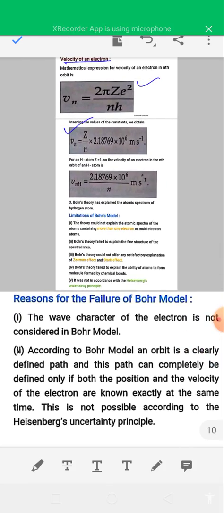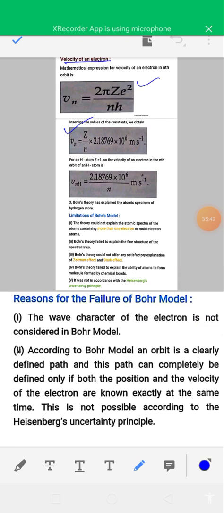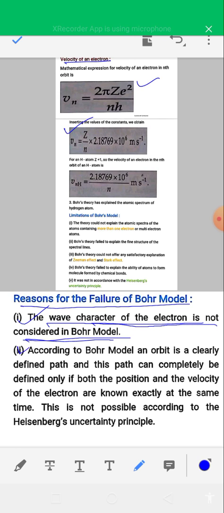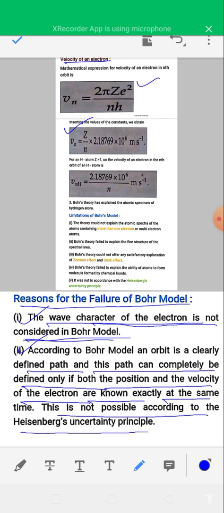Now see the reasons for failure of the Bohr atomic model. There are many reasons. First one is the wave character of electron is not considered in the Bohr atomic model. And according to the Bohr atomic model, an orbit is a clearly defined path, and this path is completely defined only if both the position and velocity of the electron are known exactly at the same time. But this is not possible according to the Heisenberg uncertainty principle. So these are two reasons for the failure of the Bohr atomic model.